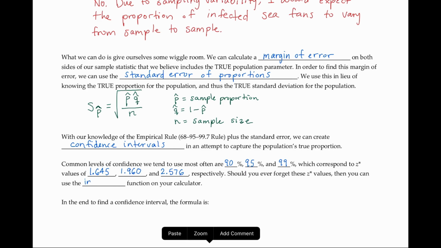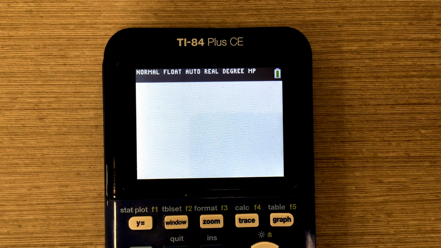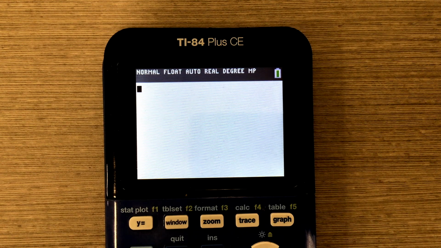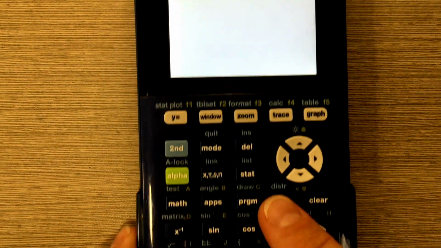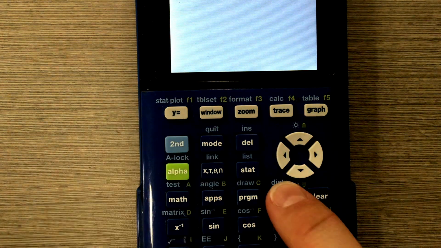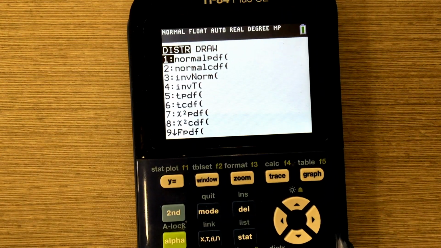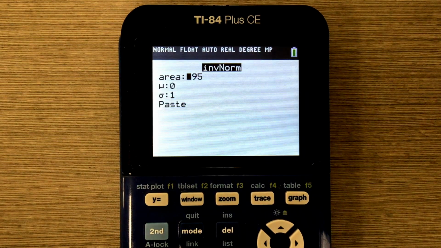There's a function called invnorm that will help you figure out what it is. Why don't we go over and take a look at that right now? Let me show you how to find your Z-star values should you forget on a test or something like that. To do it, we're going to use the inverse normal distribution. The same place we usually go for our distributions, we're going to go here. Go ahead and hit that, and then it's the third option down, invnorm.